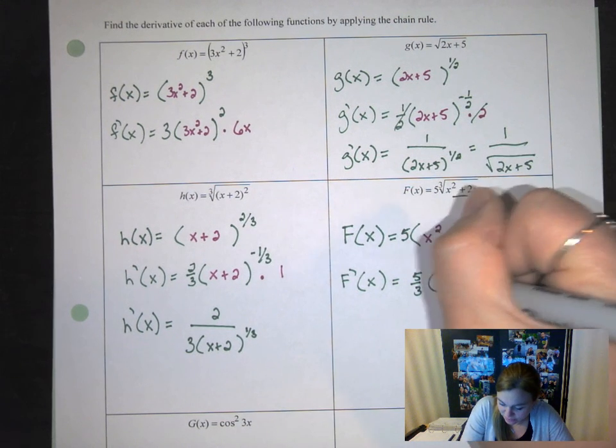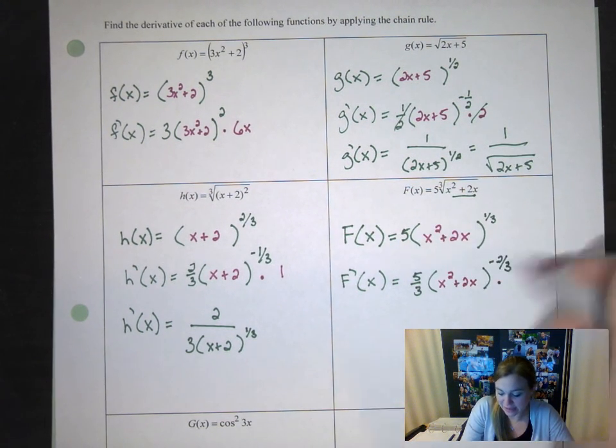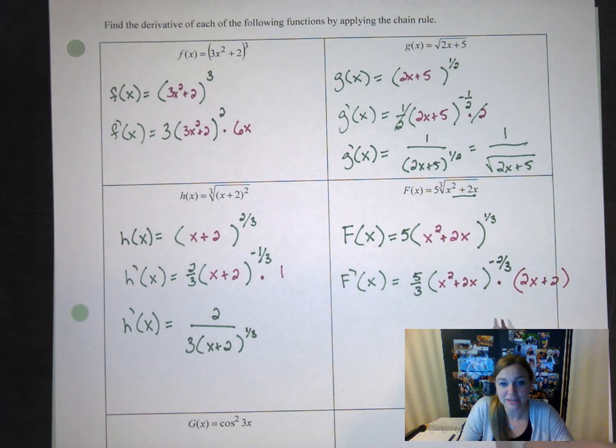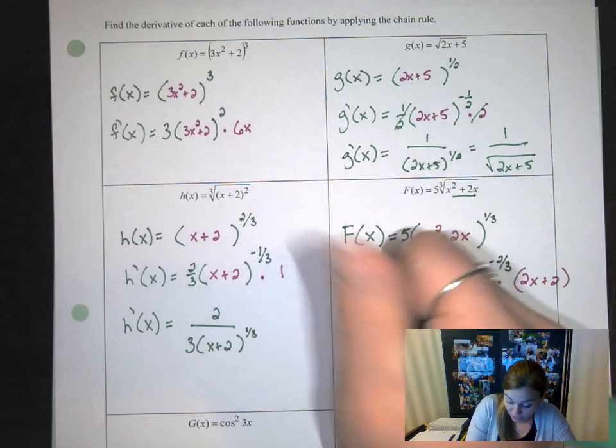Leave the inside alone, times the derivative of the inside. The derivative of the inside is 2x plus 2. And you have to be really careful, because when you're doing the 2x plus 2, you have to make sure that you have parentheses. The next thing is, I'm just going to rewrite this so I don't have a negative exponent.